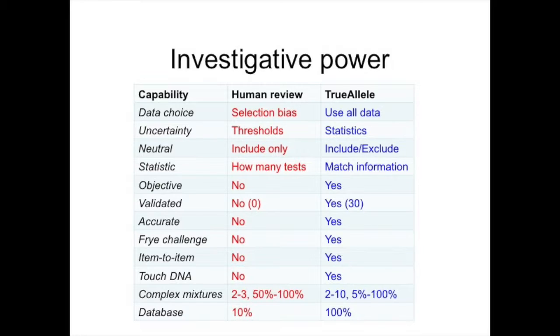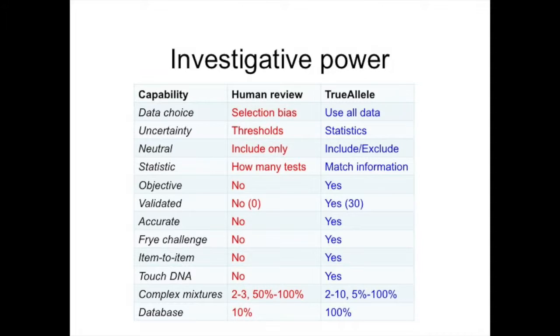They've never been validated. TrueAllele's had over 30 validation studies, 7 of them published in journals. They've been shown to be inaccurate. They've never been subjected to a Frye challenge. It's unclear they would survive one. They can't do item-to-item matches of evidence. They can't handle low-level touch DNA.